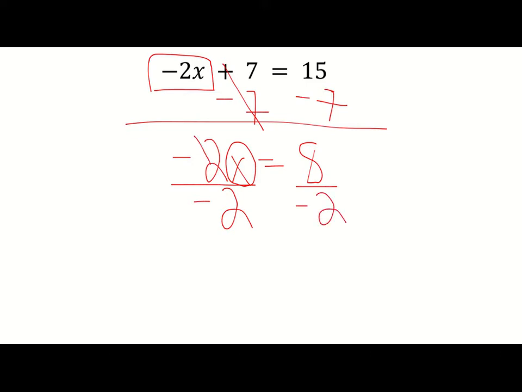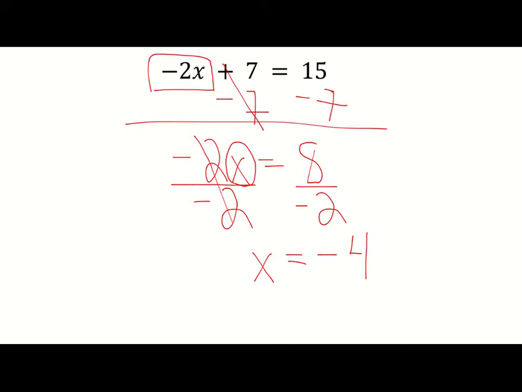The negative 2's will cancel each other out, so I have x equals a positive divided by a negative is a negative, and 8 divided by 2 is 4. So our answer is x equals negative 4.